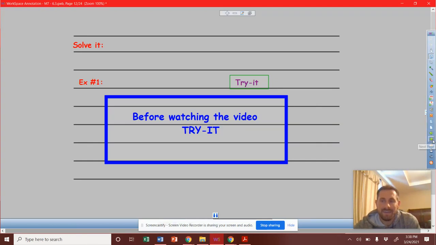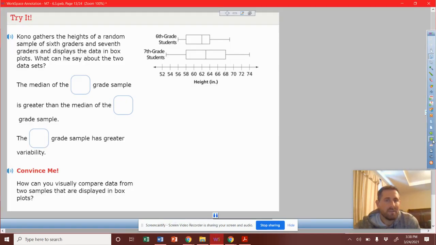We're going to look at Try It number 1. So it's very similar, but you're giving us 2 different box plots, and we're really just going to start to analyze these. Kono gathers the height of a random sample of 6th graders and 7th graders and displays the data in a box plot.